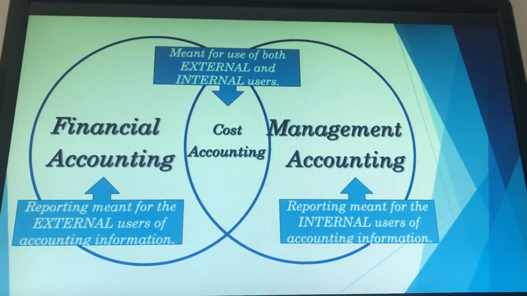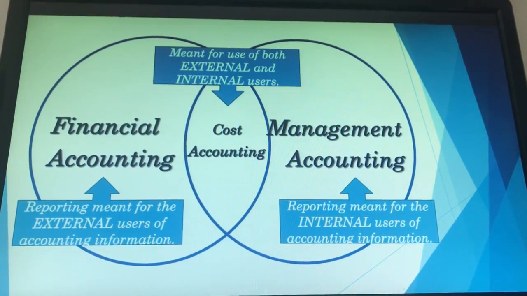But why do we have an overlap? Why do we have cost accounting as the overlap in the Venn diagram? Cost accounting is actually meant for the use of both external users and internal users of accounting information. But what actually is cost accounting? Cost is a sacrifice.